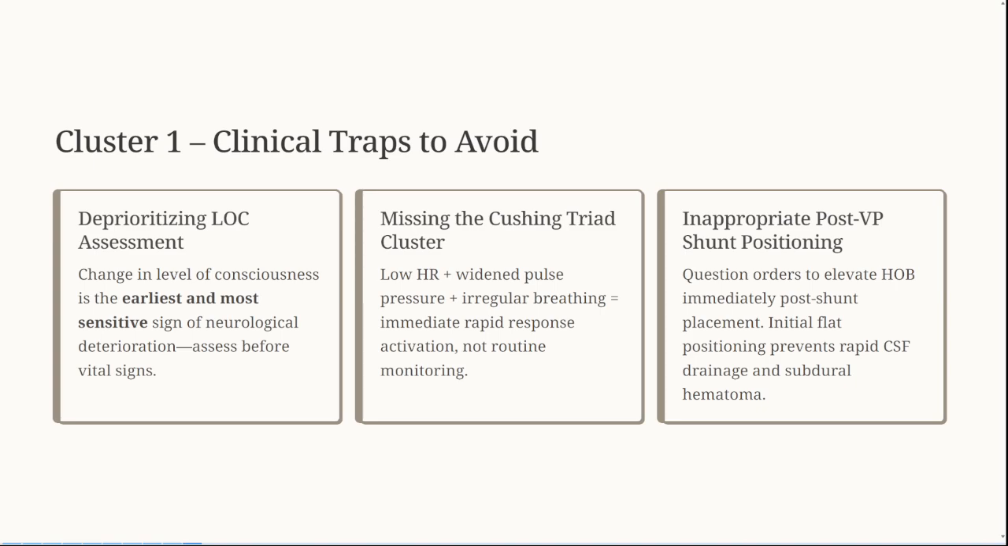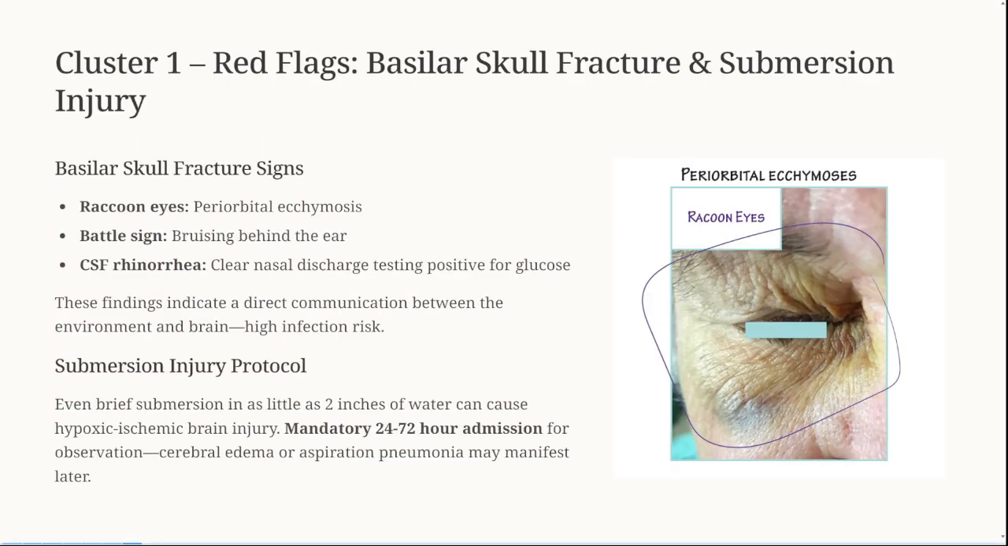Absolutely. We also look for specific red flags post-trauma that might suggest a basal or skull fracture. Right. So if you see clear nasal discharge that tests positive for glucose, that means you are looking at cerebrospinal fluid, CSF, a direct line from the environment to the meninges, a direct line for infection. And then there's the classic visual signs: periorbital ecchymosis, the raccoon eyes, or Battle sign, which is bruising behind the ear, all classic for a basal or skull fracture.